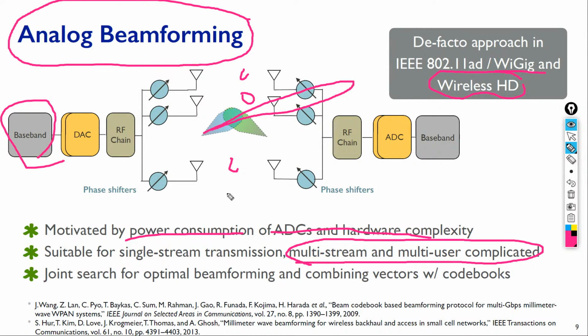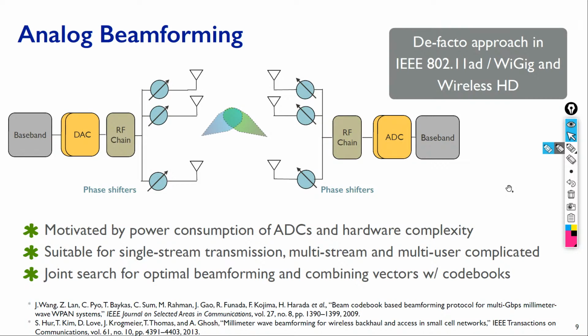Of course, this technique, analog beamforming, requires joint search for optimal beamforming and combining vectors. At the transmitter, we call it beamforming. Yes, the vectors, beamforming. At the receiver, we call it combiner, not beamformer, combiner. And basically, there are vectors or code blocks that you can adjust and use so that you can get your data reliably.